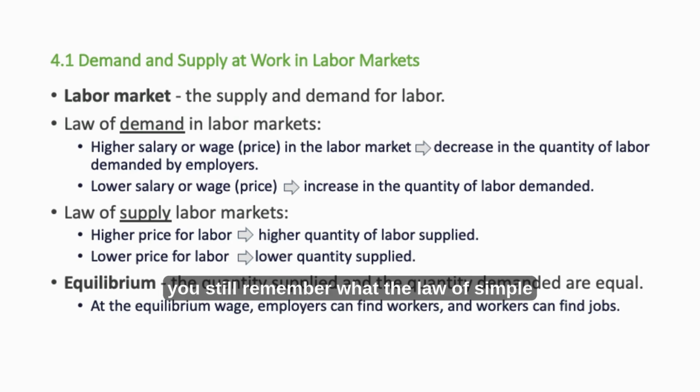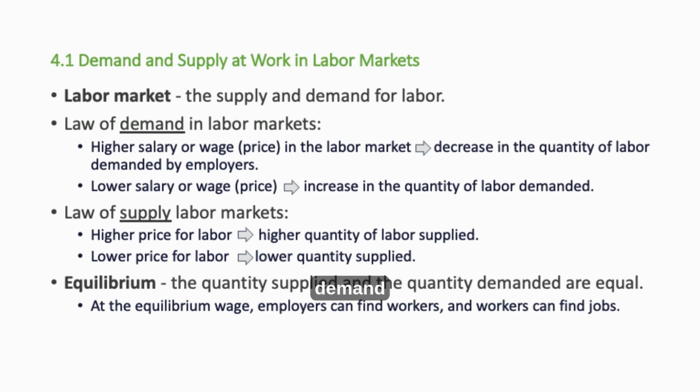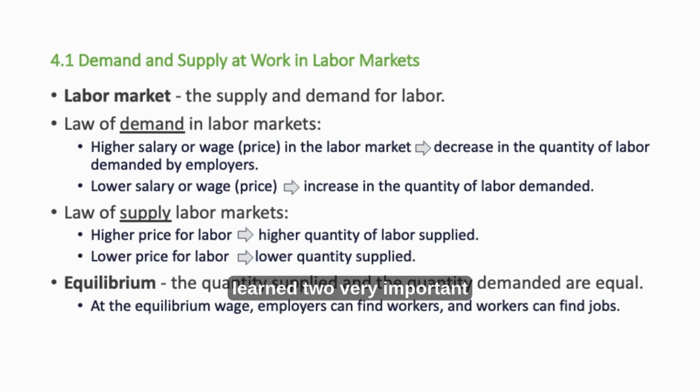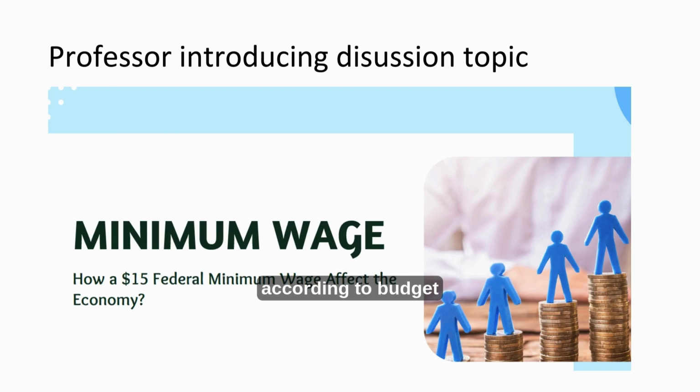Do you still remember what the law of demand is? The law of demand, simply put, is the higher the price, the lower the demand. The higher the price, the lower the demand, right? So thus far, we've learned two very important economic principles: how we make choices according to budget constraints, and how we analyze supply and demand and equilibrium.